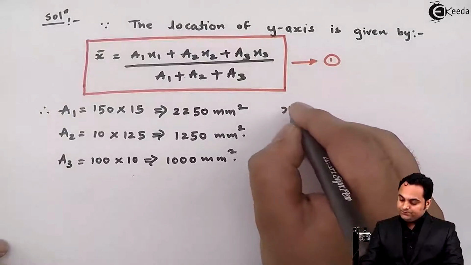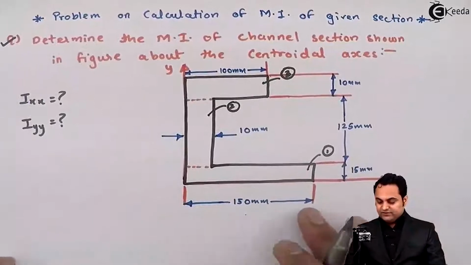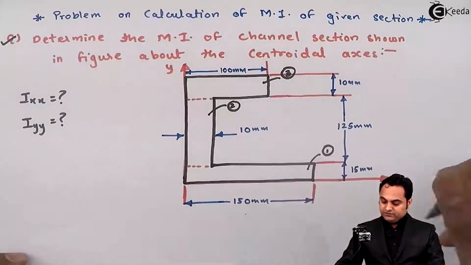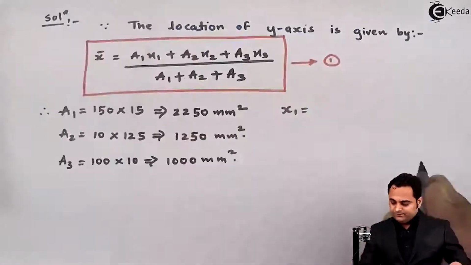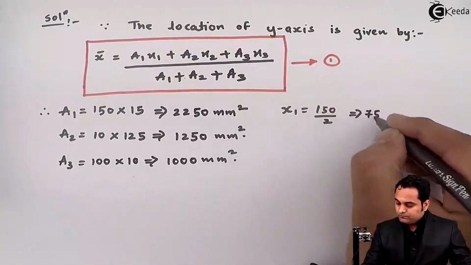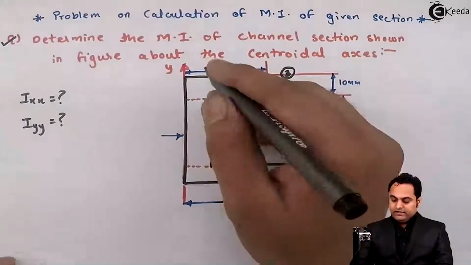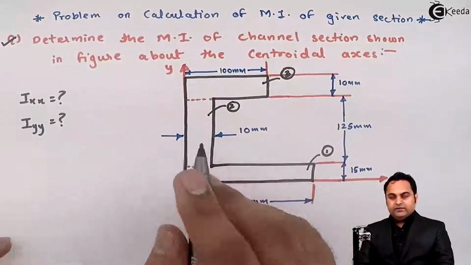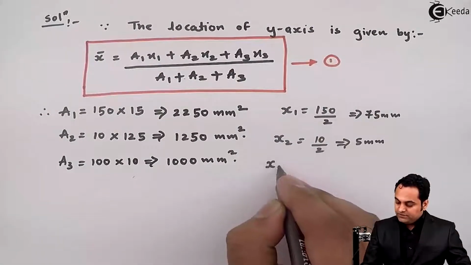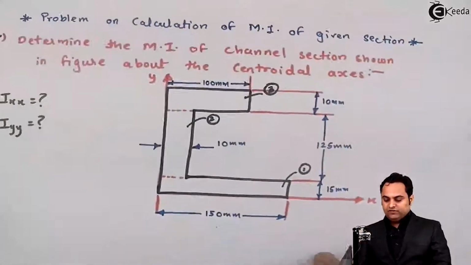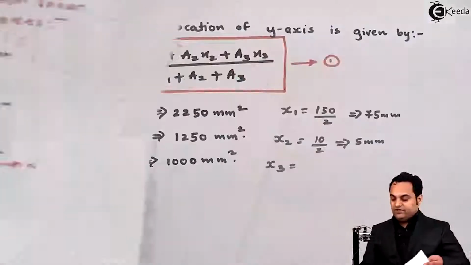Then x1 is the location of the y-axis for the first rectangle, and the y-axis of the first rectangle will be at half of 150. So that will give us x1. Next, x2 will be the y-axis of the second rectangle, and it would be located at half of 10, so that is 5 mm. Next, x3 will be the location of the y-axis for the third rectangle. It would be located at half of 100, so that is 50 mm.